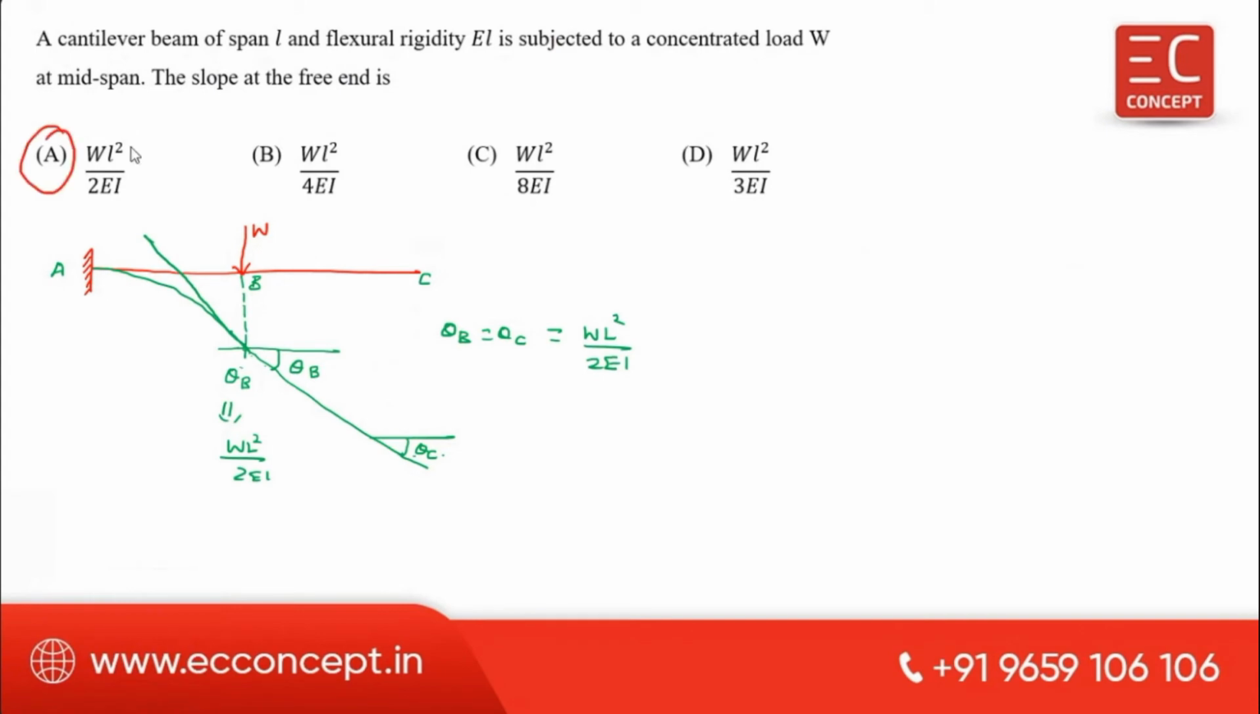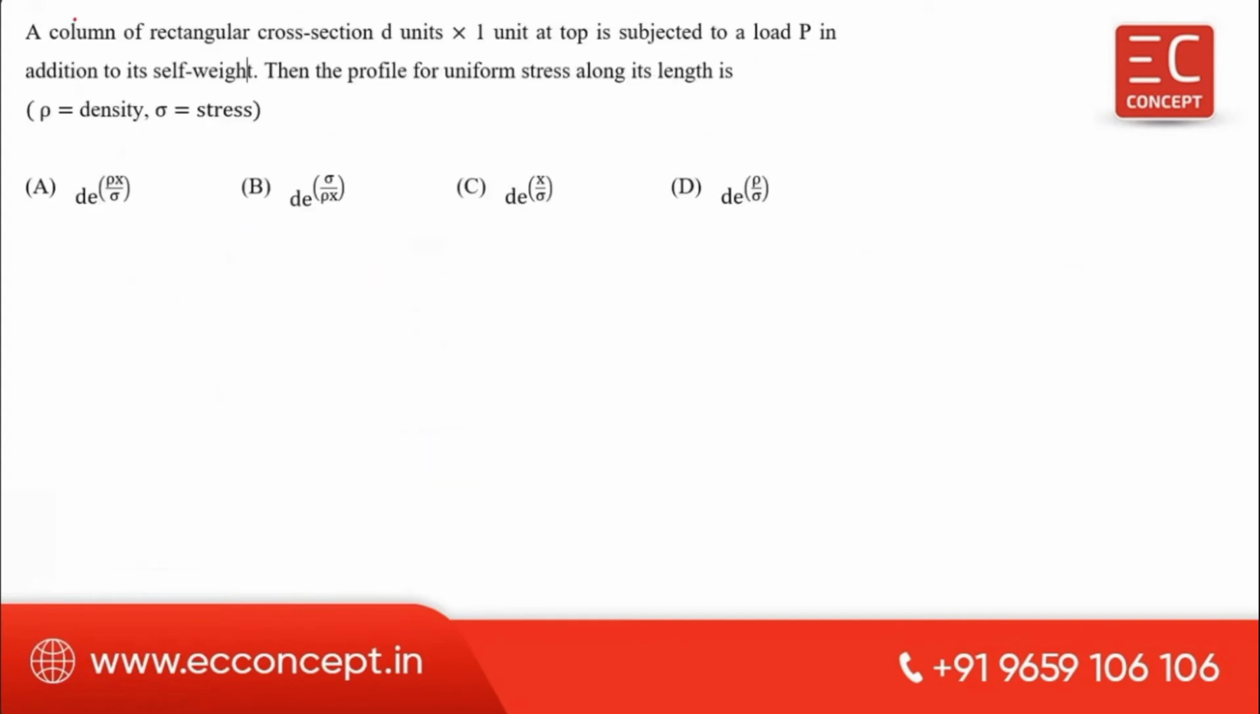Okay. Now the next question is: a column of rectangular cross section, D units by 1 unit width, and the area is given. At the top it is subjected to a load P, and in addition there is self-weight. The profile for uniform stress along its length: along its length, how do you have to design the profile? So this is, for example, a bar.